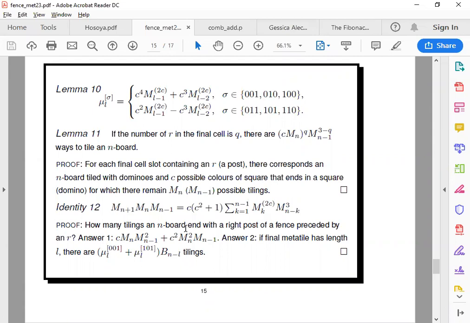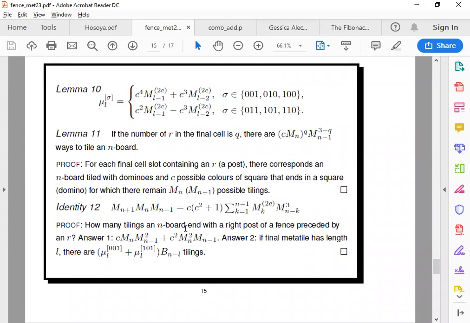So to do this, we need a lemma, which is if the number of rectangular tiles in the final cell is Q, then there's this many ways to tile the M board in total. And to prove it, we consider our bijection again. For each cell slot containing an R, there corresponds an M board tiled with dominoes and squares that ends in a square. But if the final slot contains a post, that's one half of the fence, then that corresponds to a tiling which ends in a domino.